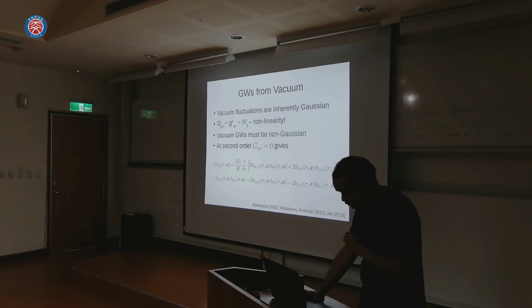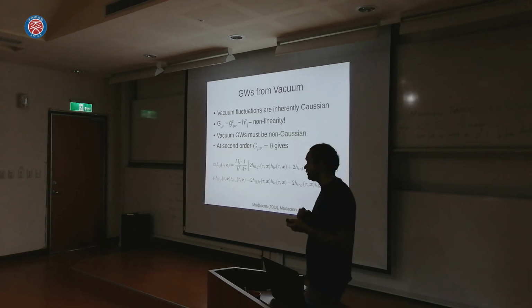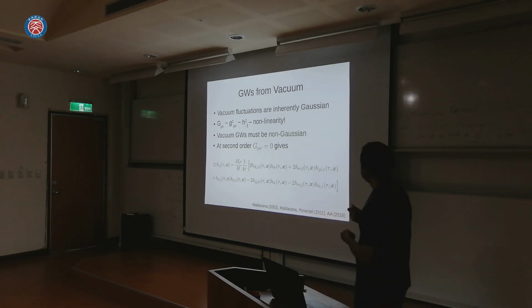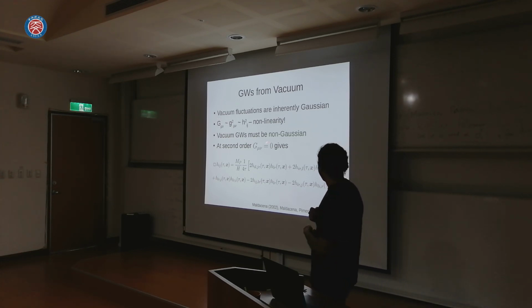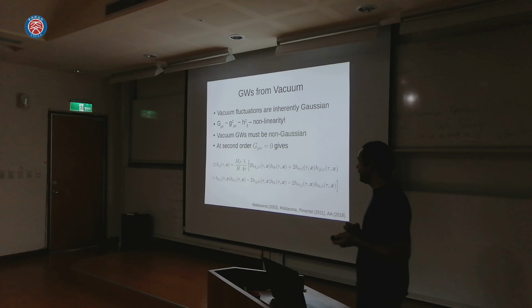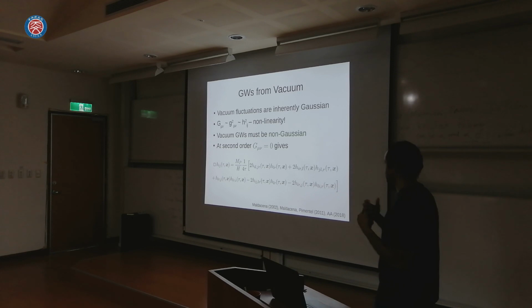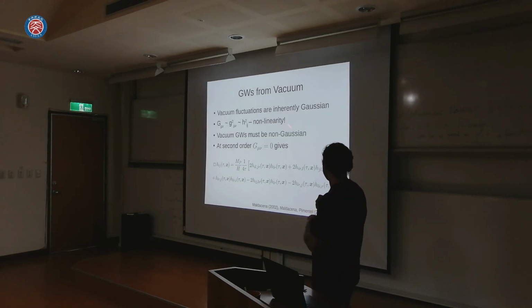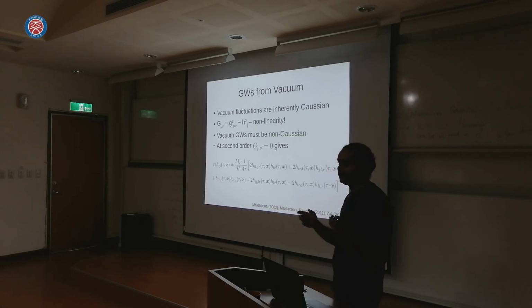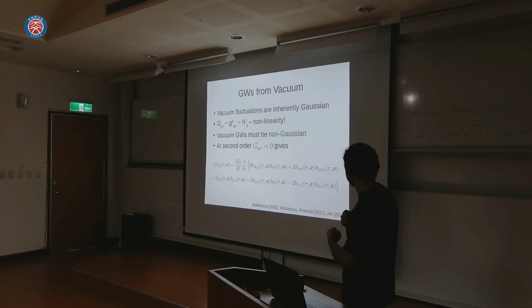So this is the story for vacuum fluctuations, but we should also recall that Einstein's equation is actually nonlinear. The Einstein tensor, for instance, goes roughly as the square of the metric tensor, so the equation is not linear, as is the case for electromagnetism. That means these gravitational waves must also be non-Gaussian, because if the equation is linear we have Gaussian fluctuations, but if it is non-linear, we have non-Gaussian fluctuations.